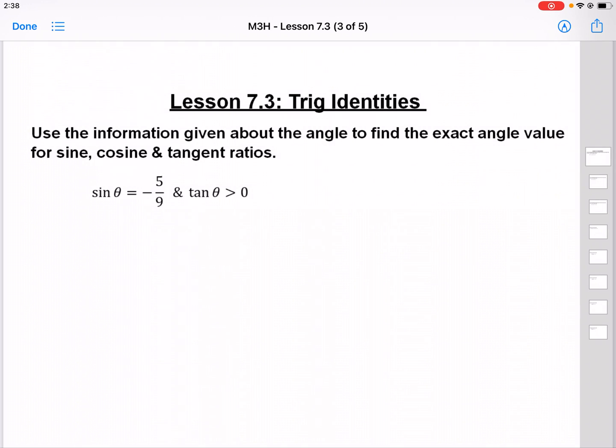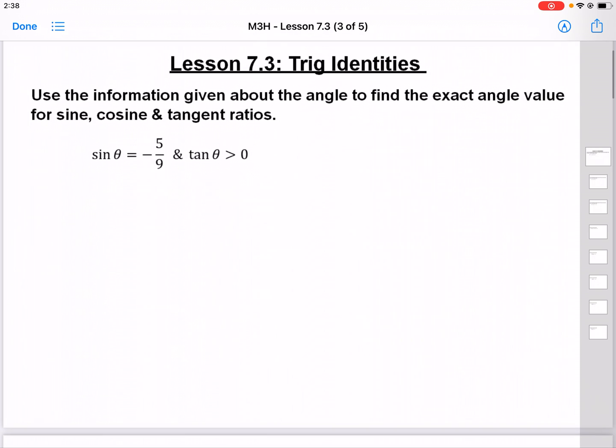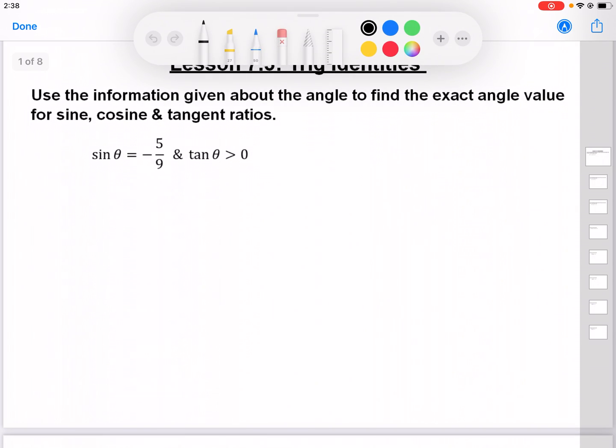All right, let's go ahead and talk about trig identities. We've actually done something a little bit like this at the very end of the first lesson, but we're going to do a little bit more. We are going to use the information given to us to find the other major trig ratios: sine, cosine, tangent. We already have sine, so in this case we're going to figure out what the exact cosine and exact tangent ratios would be.